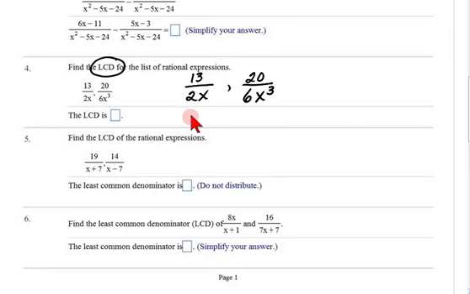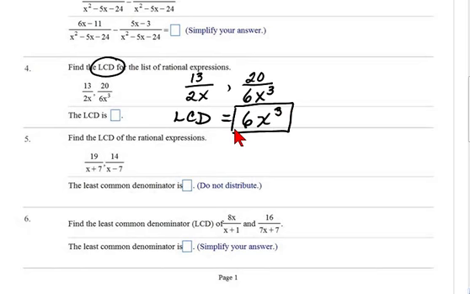The LCD. What would the common denominator be if you just had, say, 1/2 and 1/6? What would 2 and 6 both go into? 6. So I need a 6. I also need an x because both denominators have x's, but what power of x will I need? 3. I need the high power. That is my least common denominator.